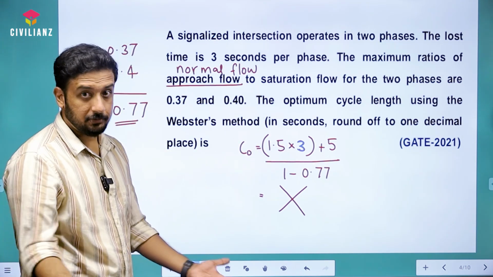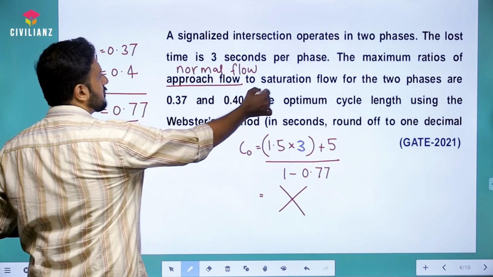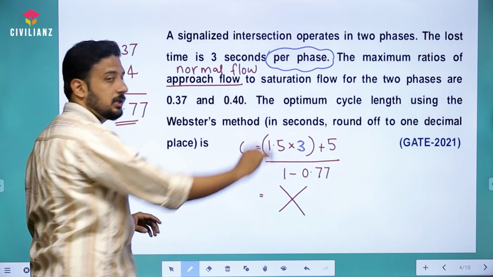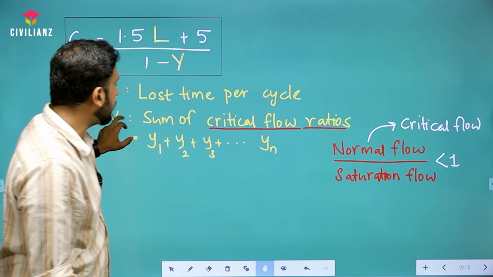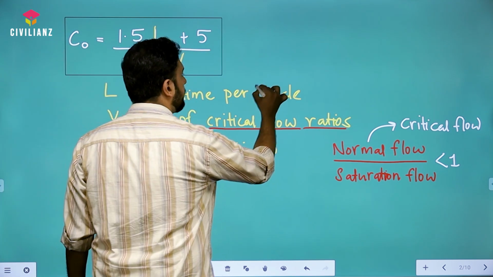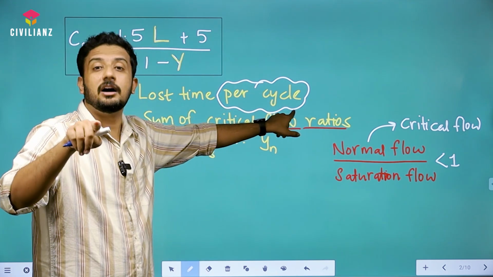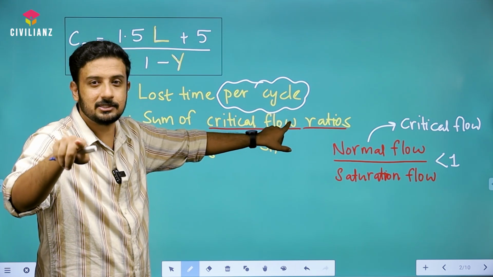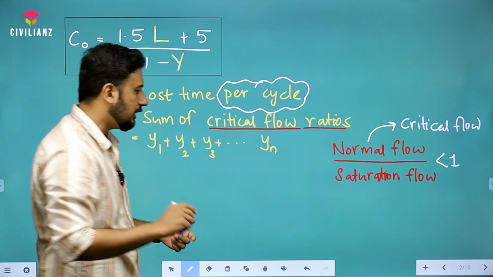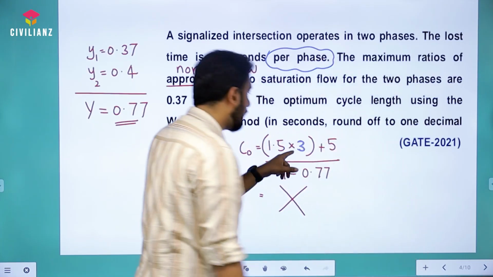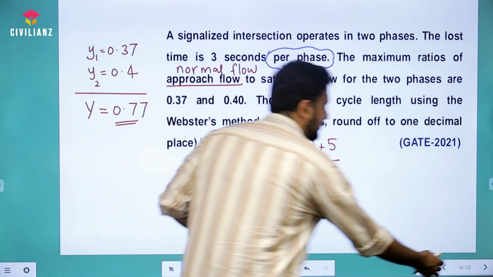Why? Can anyone find that? Hope you got it. What is that? They have mentioned that the lost time is 3 seconds per phase. Going back to the definition of L, it is the lost time per cycle. But in that question they have given the lost time per phase, not per cycle. These two are different. Then what is the difference between a phase and a signal cycle? Let's discuss that, then we have to come back to this question and correct this value 3.